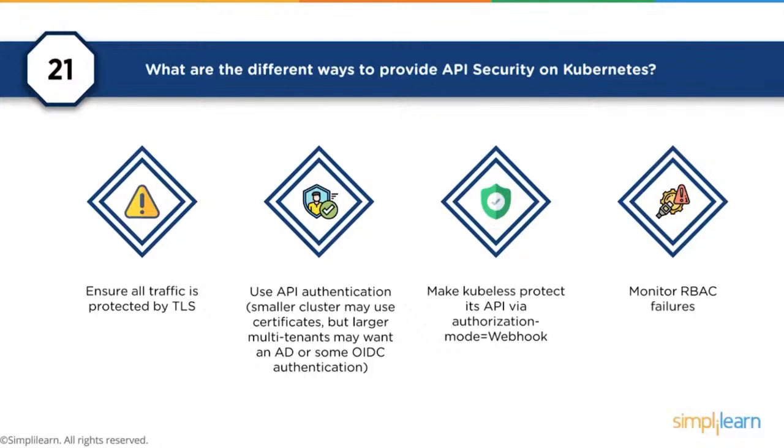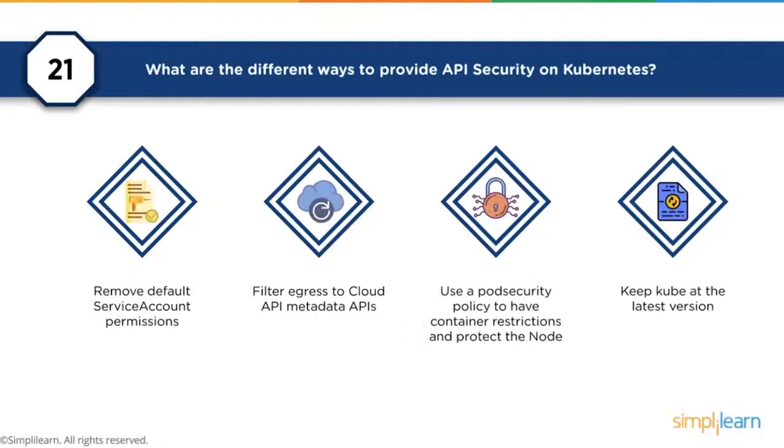The fourth is to monitor RBAC failures. The fifth is to remove those default service account permissions. Sixth would be to filter egress to cloud metadata APIs. The seventh is to use pod security policy to restrict container policies and protect the node. And the eighth and final is to keep the kube at the latest version.